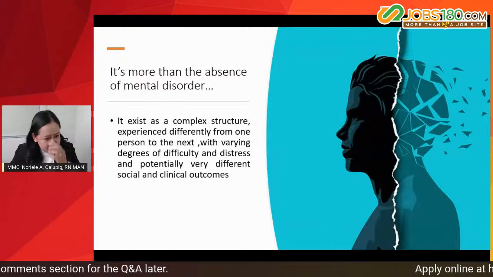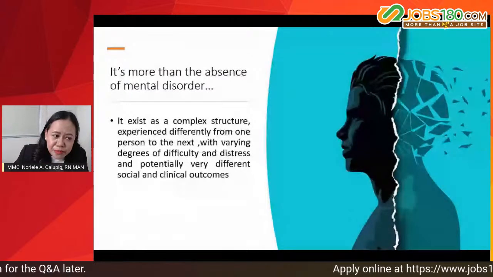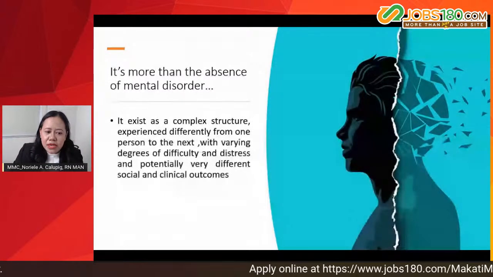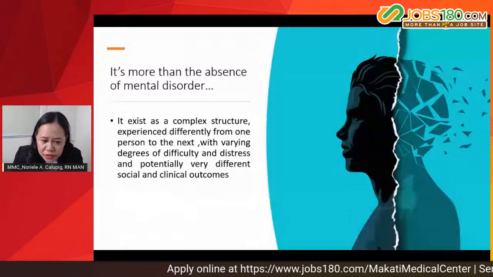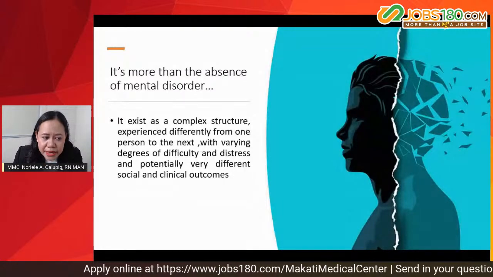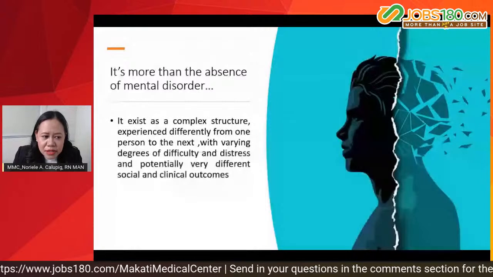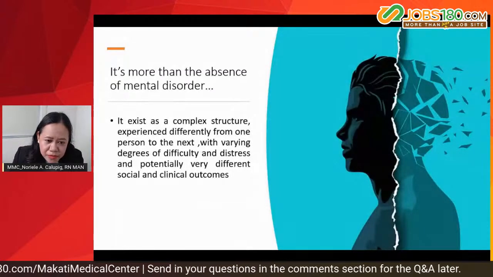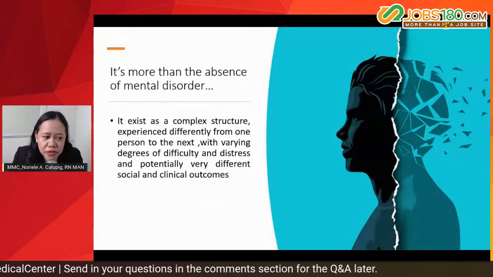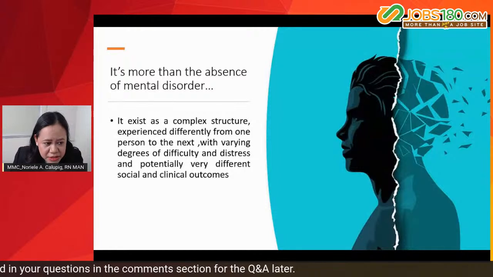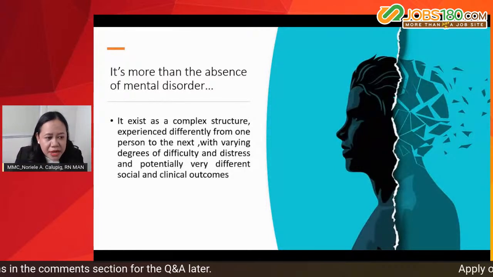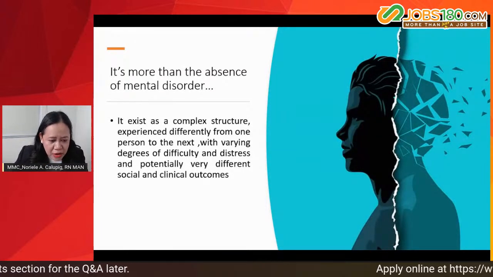So mental illness is the absence of mental disorders. So meaning kung ang isang tao nagkaroon ng problema sa isang kamalayan, may problema ito sa isipan ng bawat individual. So bawat individual is unique. So ang iniisip ng iba, ang kinikilos ng iba ay maaaring iba din po sa mga kinikilos ng mga ibang tao.